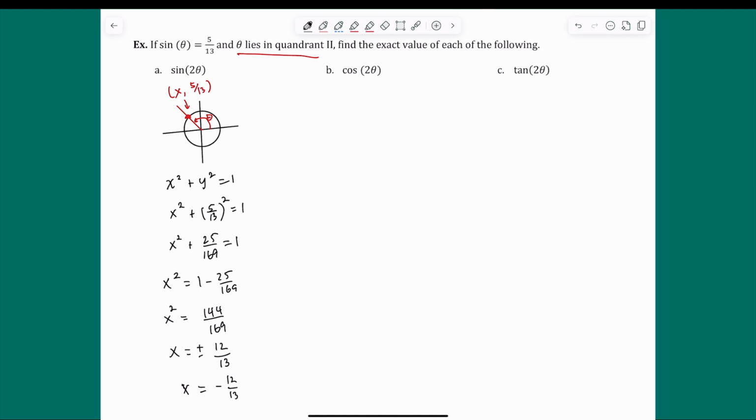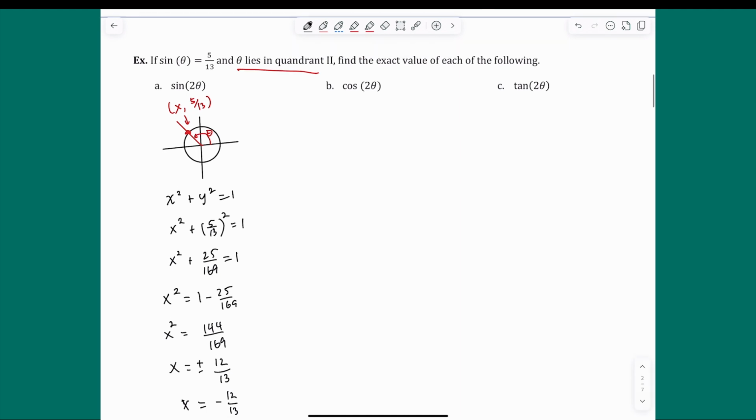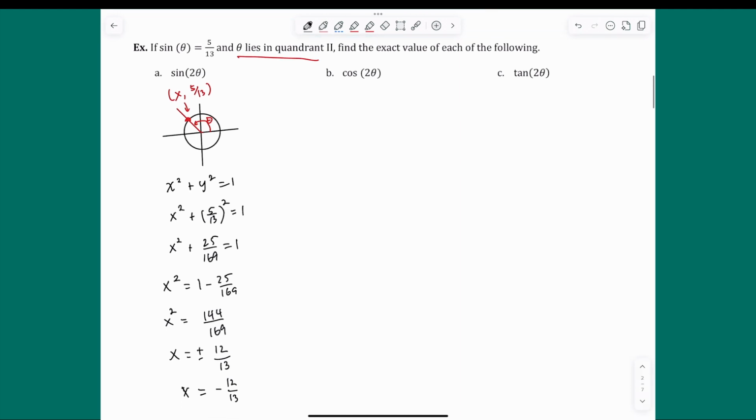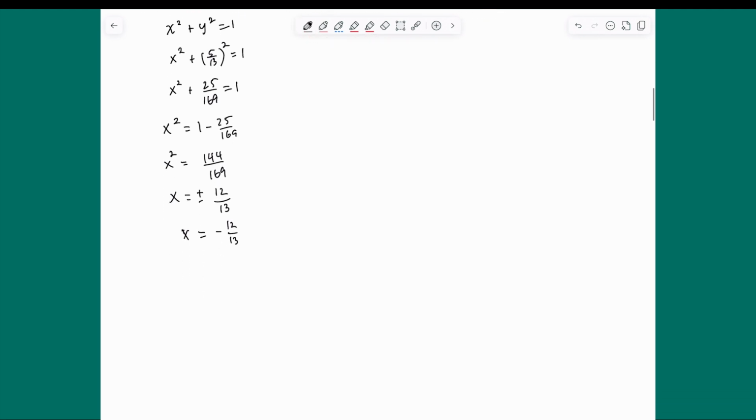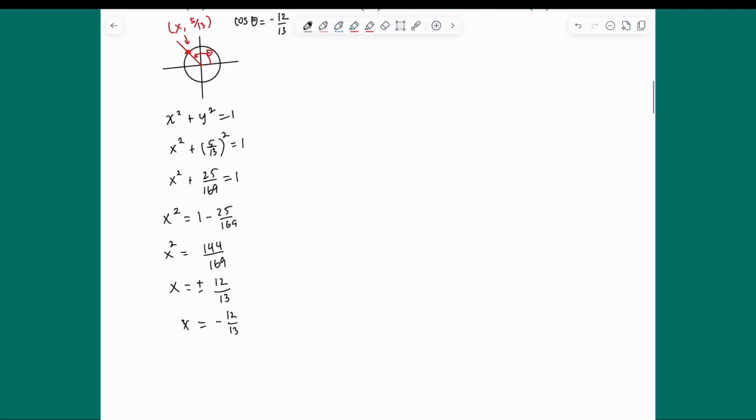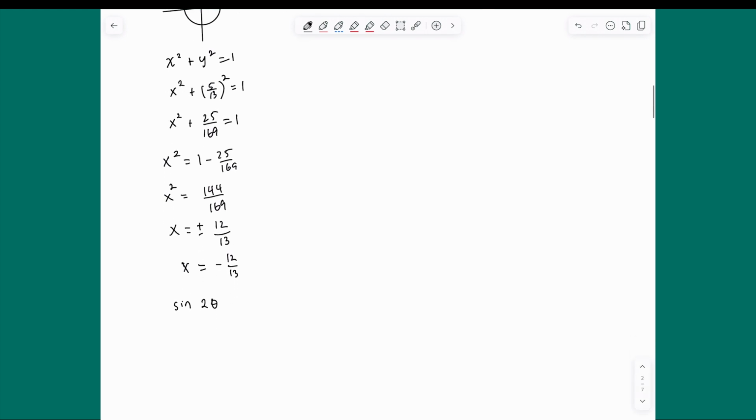In other words, what we know here is that cosine of this angle theta is equal to negative 12/13. That's the unit circle definition. And so now we could go on and answer question A here, which says we want to find sine of 2 theta.